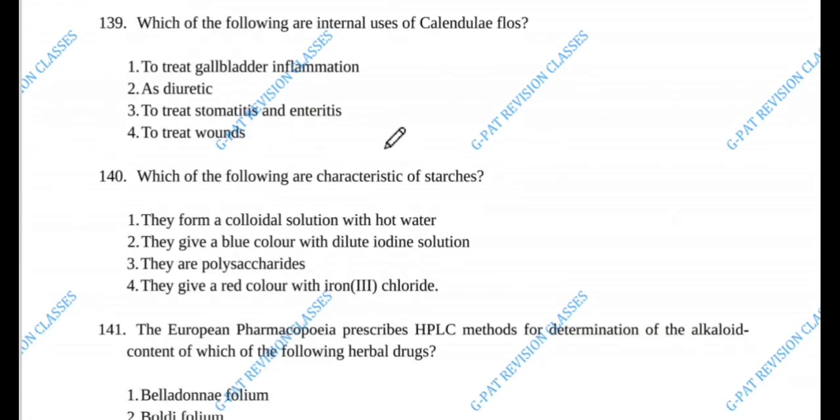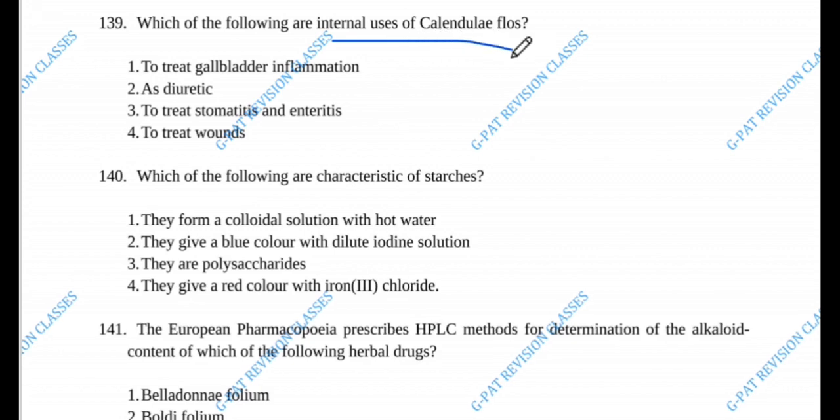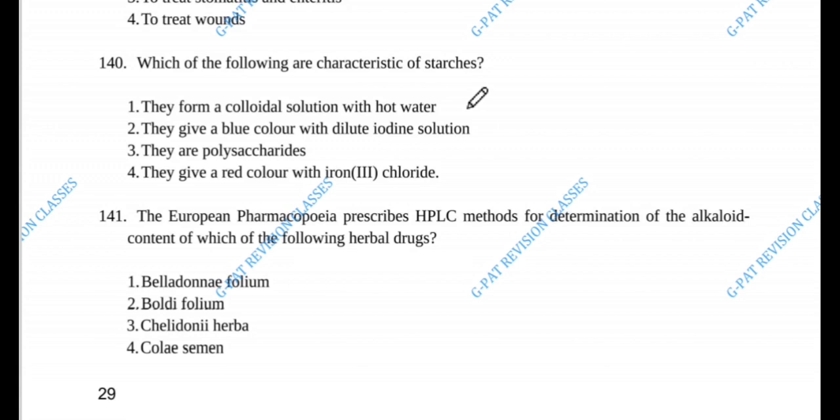Next is question number 139. Which of the following are the internal uses of Calendulae flos? The answer is second, as diuretic. The answer is second.